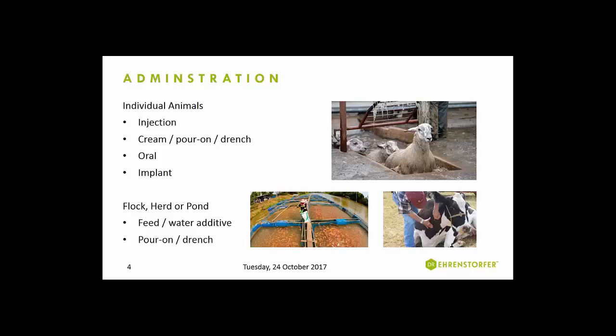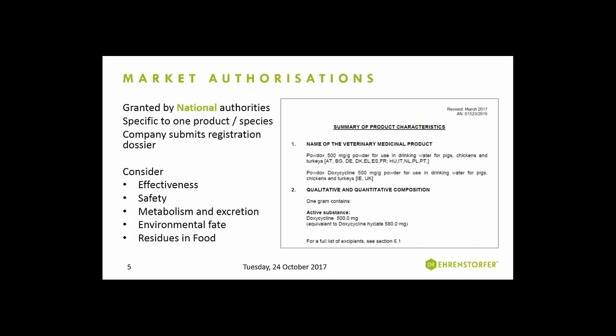You can either treat an individual animal, or, in the case of sheep dips, flocks of poultry, or ponds of fish, give it to the whole flock. In the latter case, it's usually added to the feed or to the drinking water. Each individual medicinal product has to be given a license by each national authority in each country it's sold, in much the same way that human medicines are licensed.